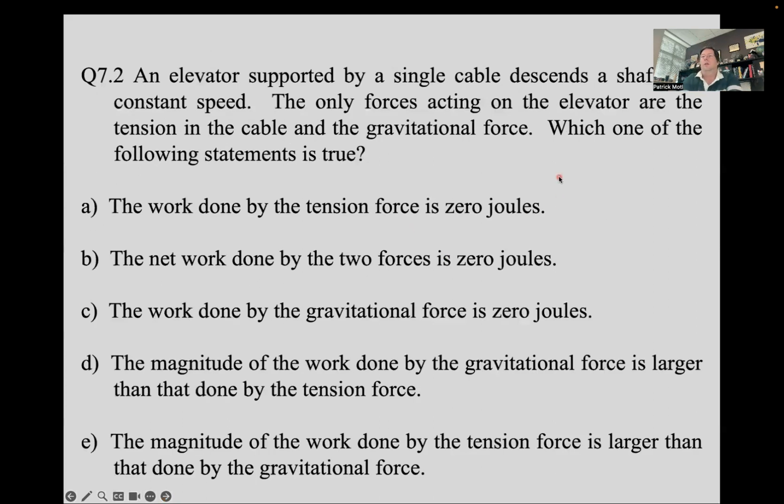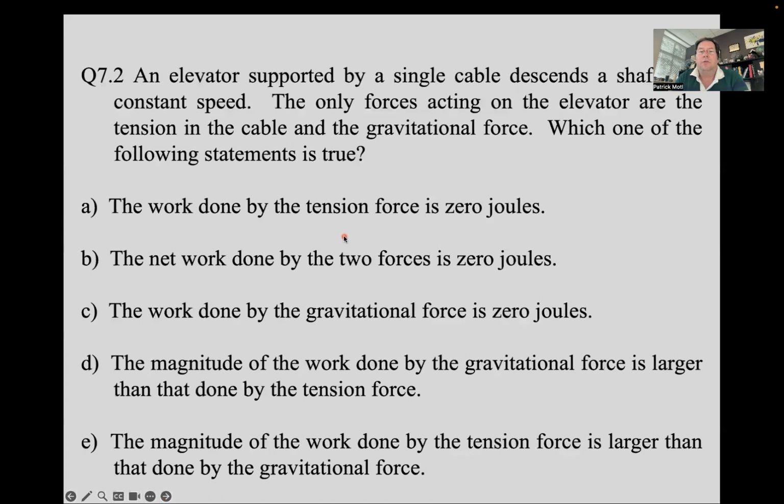All right, another work energy theorem example. I have an elevator supported by a single cable, and it descends in a shaft at a constant speed. The only forces acting on the elevator are tension in the cable and the gravitational force. Which one of the following statements is true?